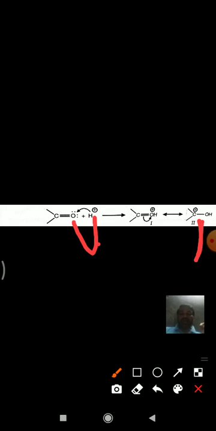And moreover, if this acid catalyst is present in excess amount, then the nucleophilic addition becomes difficult, because excess H plus is available. This excess H plus reacts with the nucleophile. Then it decreases the availability of the nucleophile, hence nucleophilic addition becomes difficult. These things we have to keep in mind.